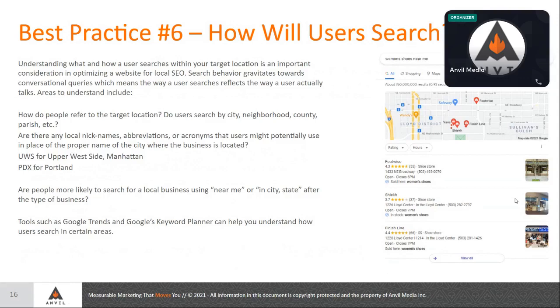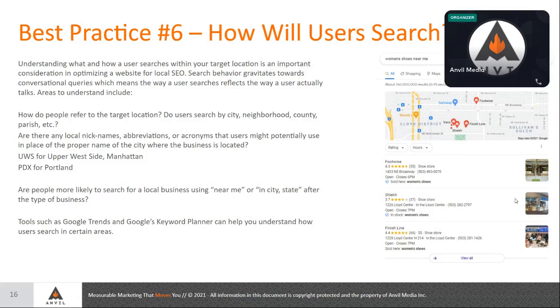The first is how people actually refer to the target location. Large or smaller cities would have users potentially searching by that city. Larger cities like New York probably are going to refer to the neighborhood. You also have potential cases for using counties, parishes, all of those different ways to distinguish locations are important to consider.